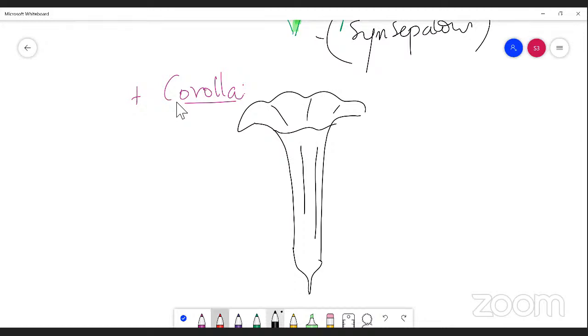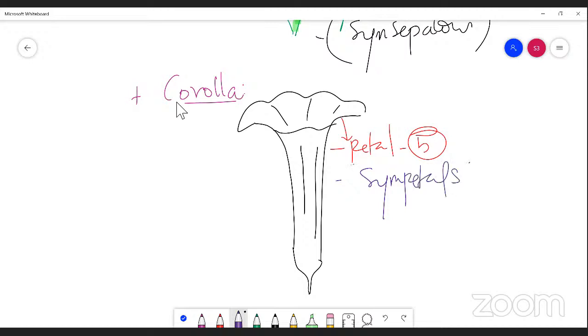This is a petal. There will be 5 petals, and all the petals are arranged in a sympetalous condition. Sympetalous means jointed petals. The petals are joined and bell shaped or funnel shaped. The shape of the petal is like a funnel.